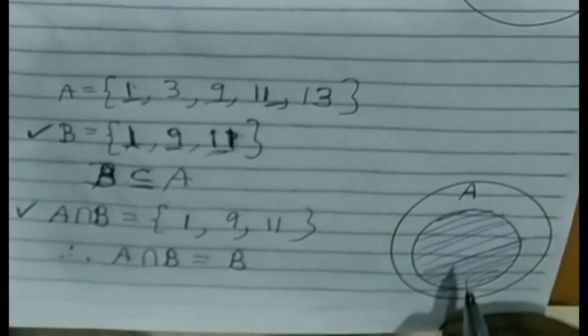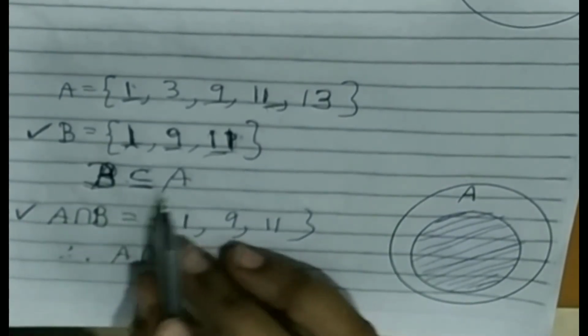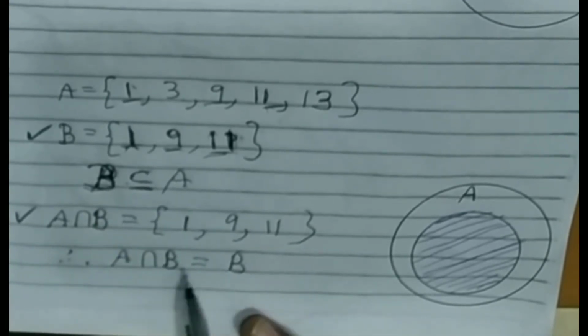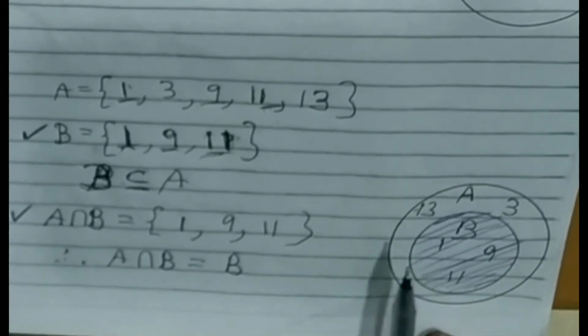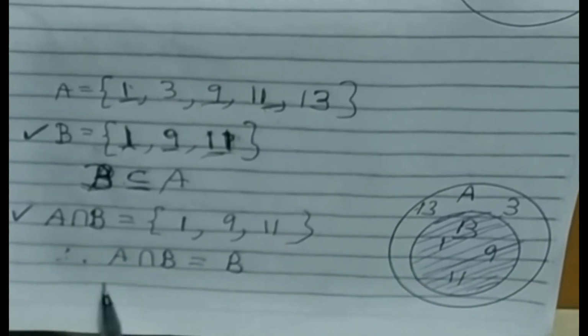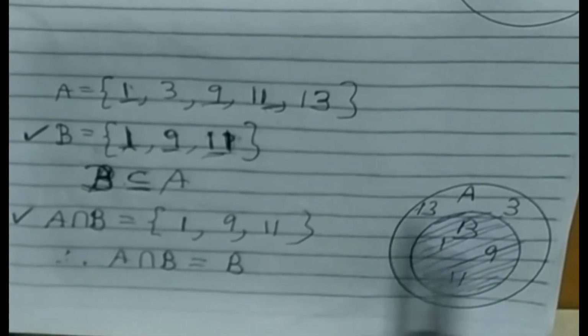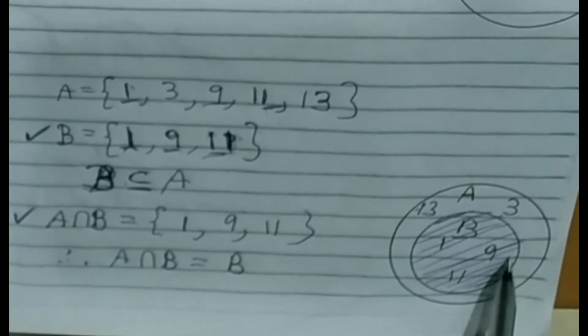Now if I draw this in a Venn diagram, see this. If B is a subset of A, then A intersection B will be what? The smaller set, that is B. So B is a subset of A. The set B is inside A, which means A intersection B will be B, that is the shaded part, set B. If we take the intersection of both sets, we get the smaller set, the shaded part, set B. That is what we have shown in the Venn diagram.